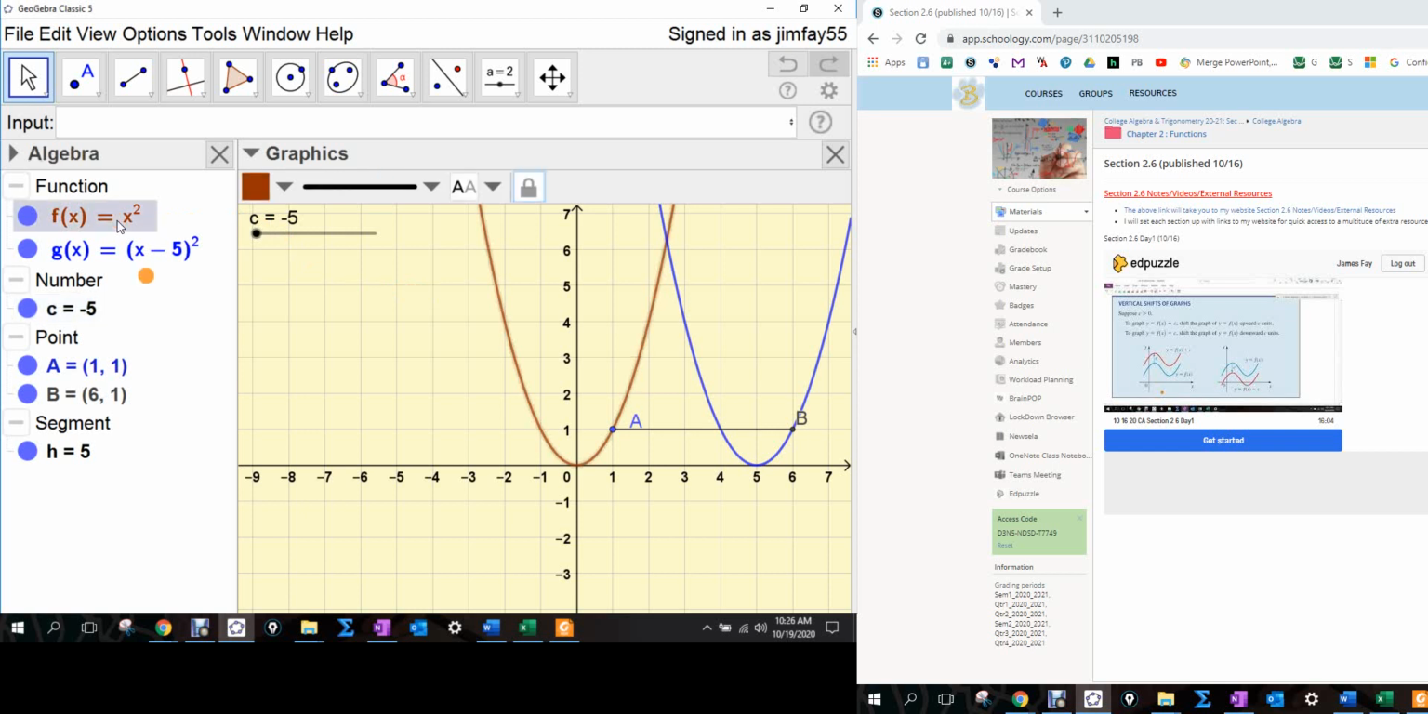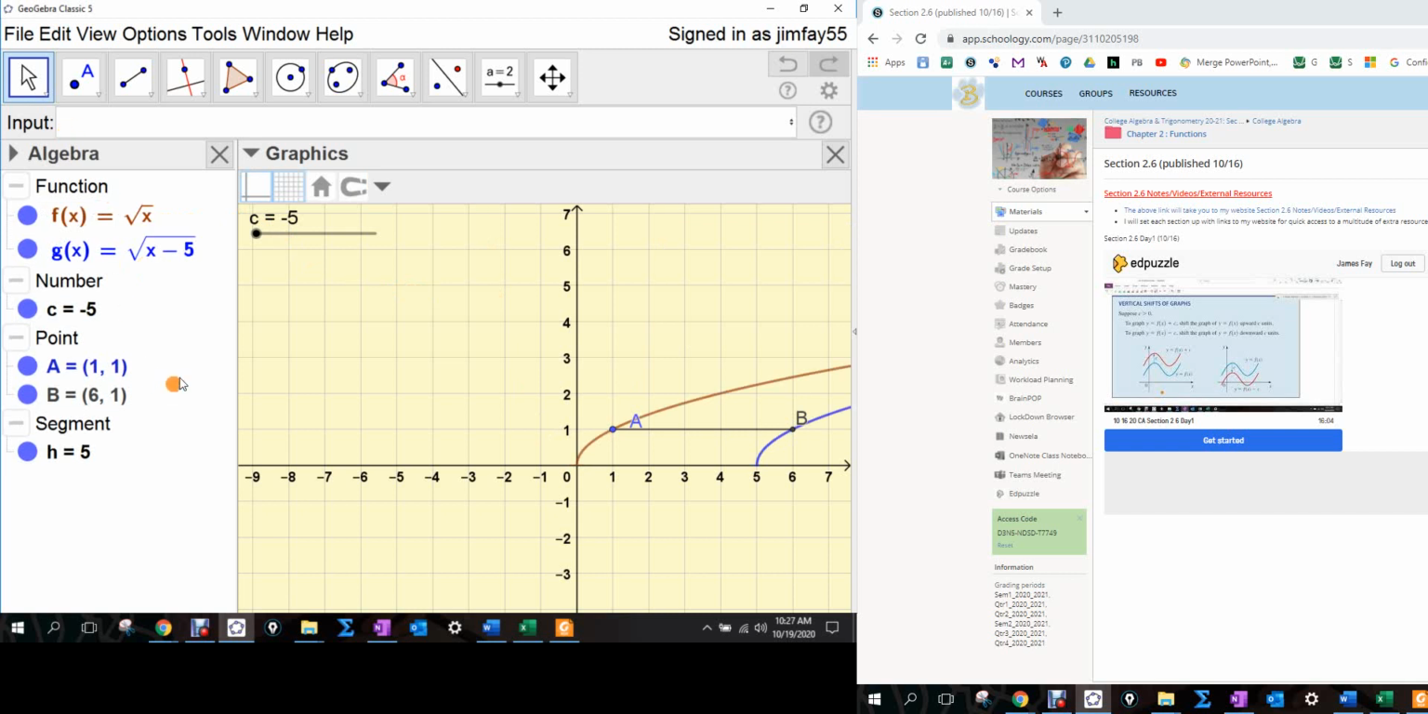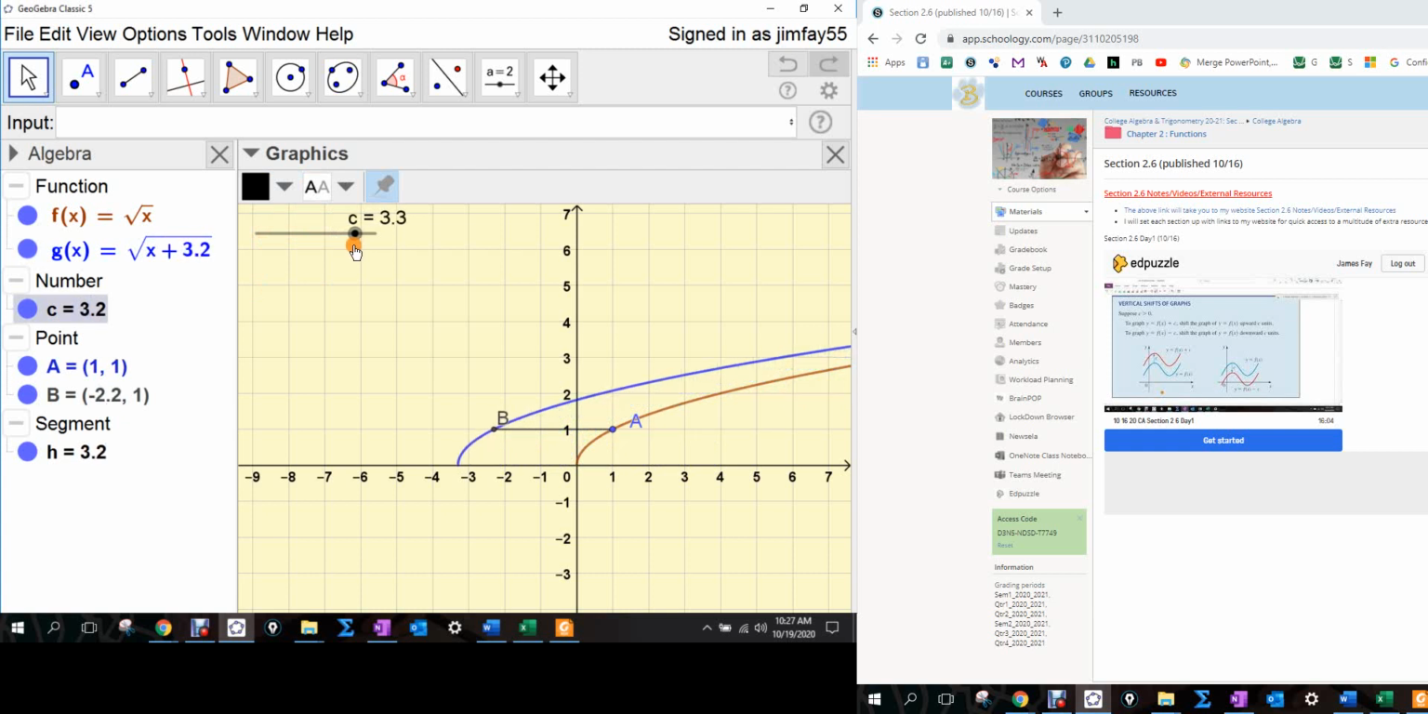Now, it does not matter what your function is. So if I want to look at like the square root of x, it does the same thing. It takes my parent function here of square root of x. If I want to move it left, I'm going to add something to it. And however much I add to it is that distance that it's going to move it left. Okay? And what happens, I figured that would happen.